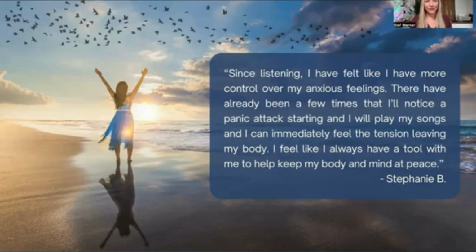Who do you know that experiences anxiety? Who do you know that experiences stress in their lives? And how powerful would it be if you had something in the palm of your hand to instantly get you out of those negative states so you could go on with your life?